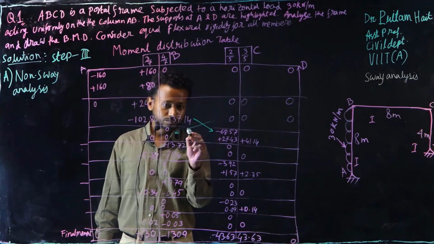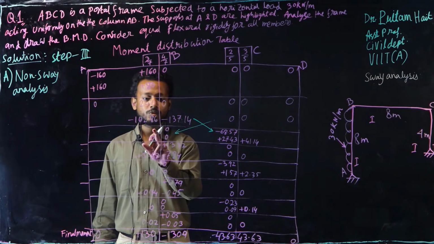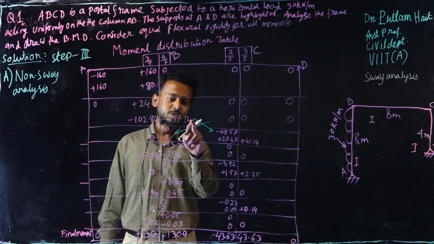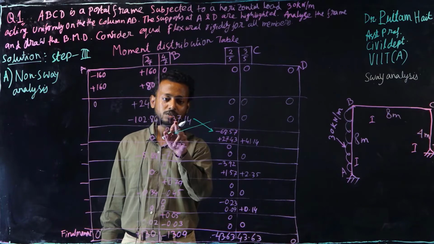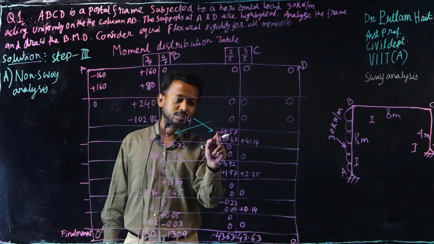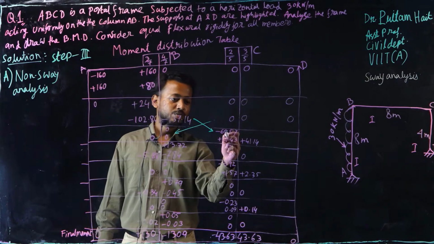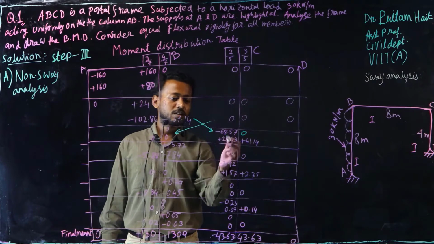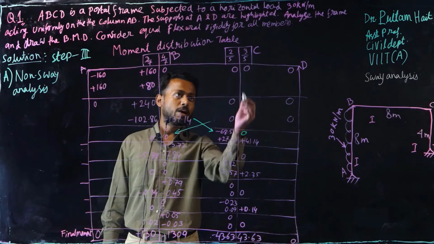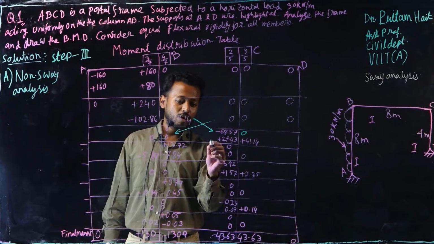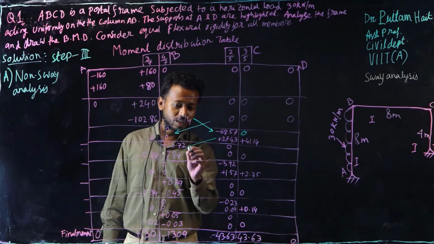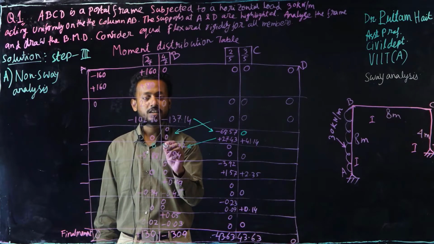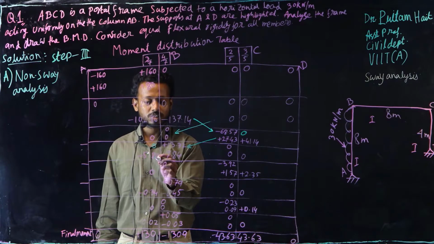Add these two moments, multiply with this factor, write it here. 50% of this moment will come here. 50% of minus 137.14 is minus 68.57. So write it here. Here 0 moment is there. So add these two moments, multiply with this factor, write it here. Add these two moments, multiply with this factor, write it here. Okay. 50% of this moment will come here. So this moment and this 0 moment you add, multiply with this factor, write it here with opposite sign.